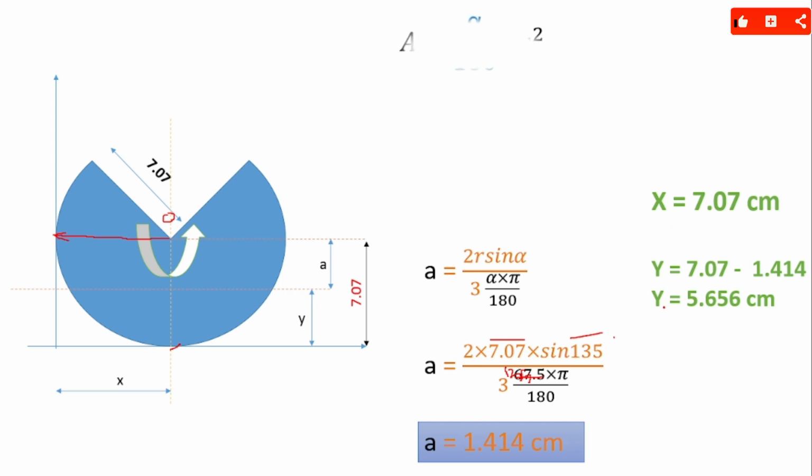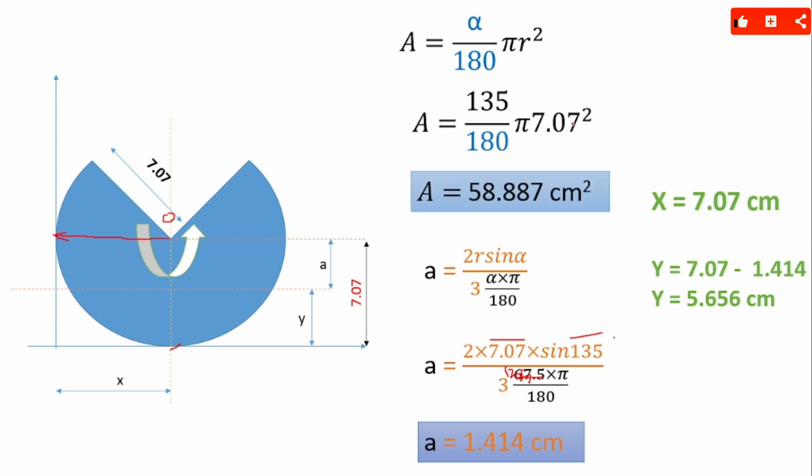Now we'll find out the area of this sector. Area of this sector is equal to alpha divided by 180 into pi r square, where alpha is the angle 135 degree and r is equal to 7.07 square. So the value of A is 57.887 centimeter square. So in this way we have calculated x bar, y bar and area for the sector.